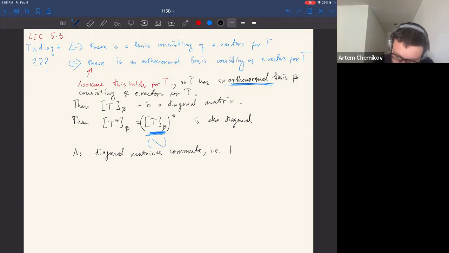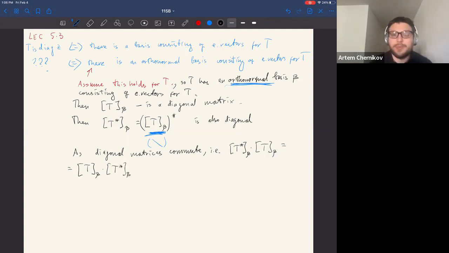Meaning that the product of the matrix representing T star with respect to beta times the matrix representing T with respect to beta is equal to the product in the opposite order. So we can take first the matrix representing T and multiply it by the matrix representing the adjoint T star, right? Because if two matrices are diagonal, the order of the product doesn't matter. You get the same result. Remember, this is not true for general matrices, of course. Multiplication of matrices is not commutative in general, but for diagonal matrices it is, which is easy to see, right?